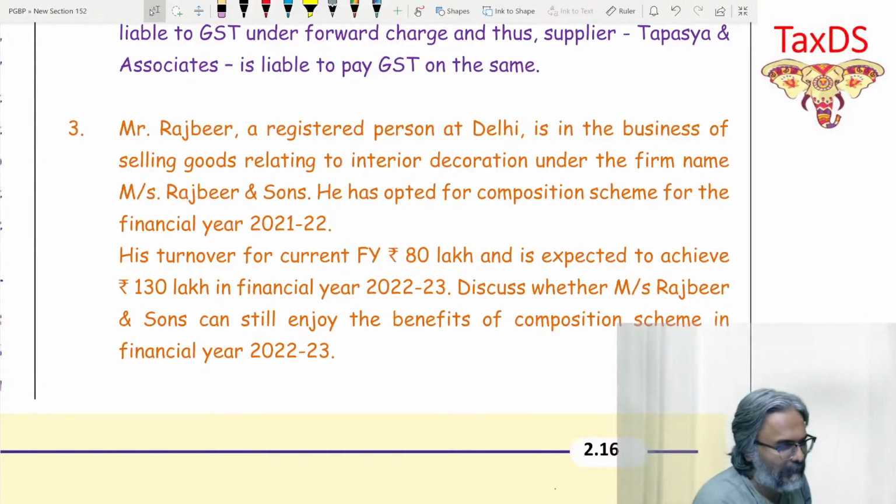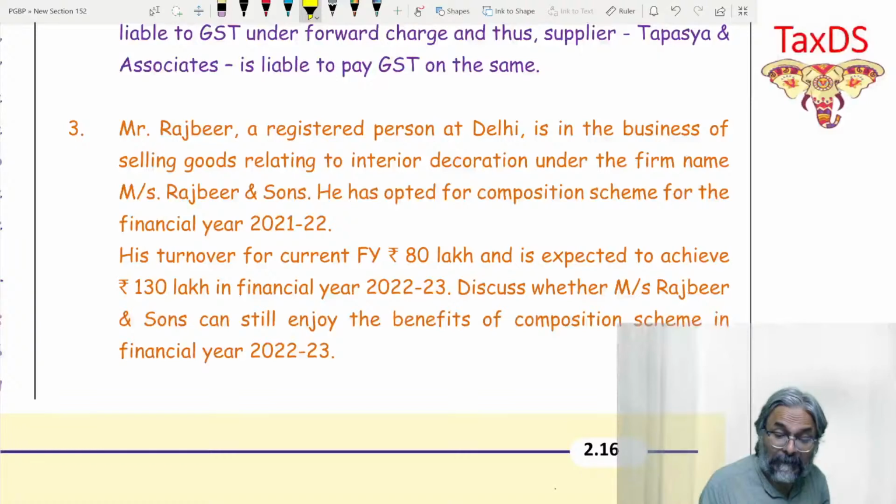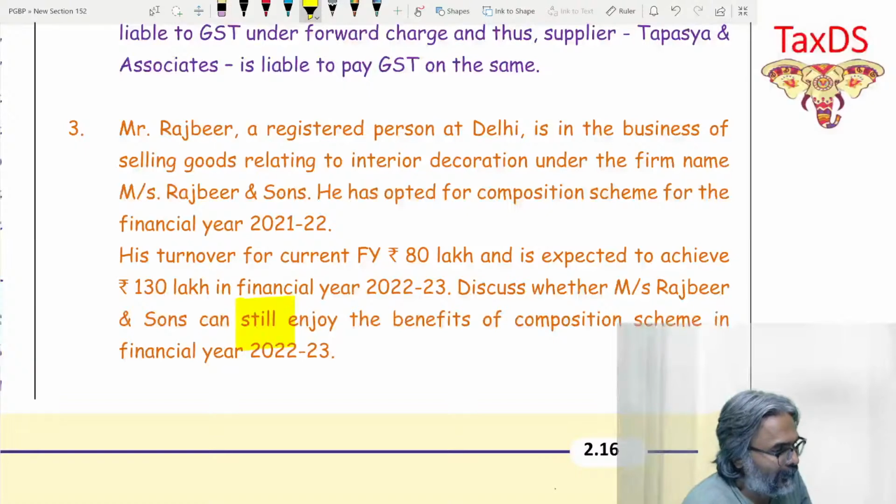How much is he expecting his turnover to be? 130 lakhs. Discuss whether Mrs. Rajbir and Sons can still enjoy the benefit of composition scheme in financial year 22-23. Please understand the wordings that they have used. So beautifully they are using the wording: can still enjoy the benefit. Do you know what is the implication of this word, still enjoy?